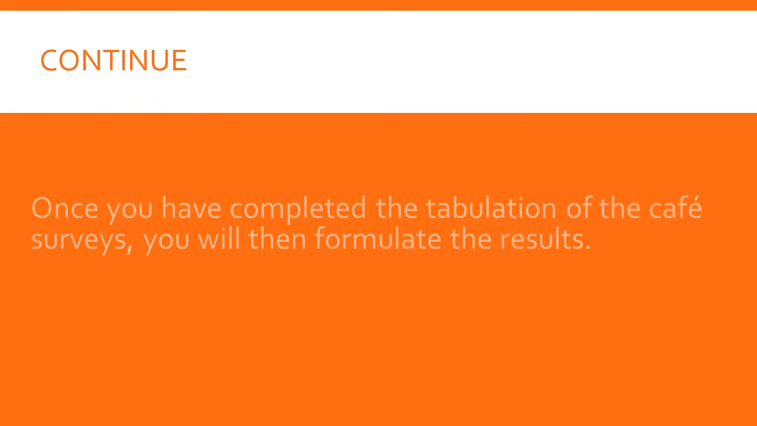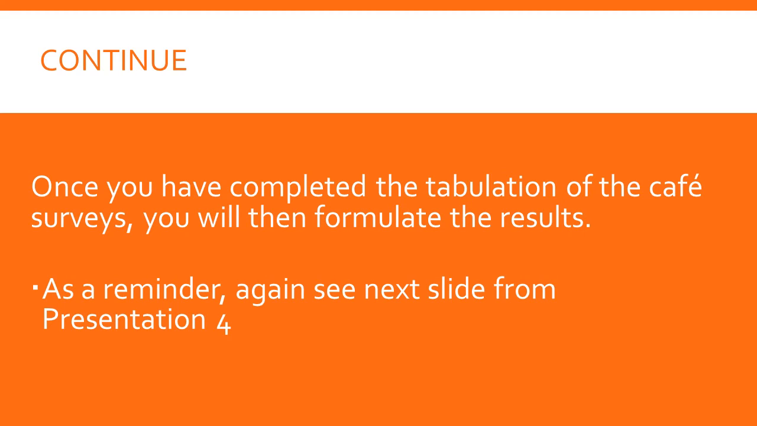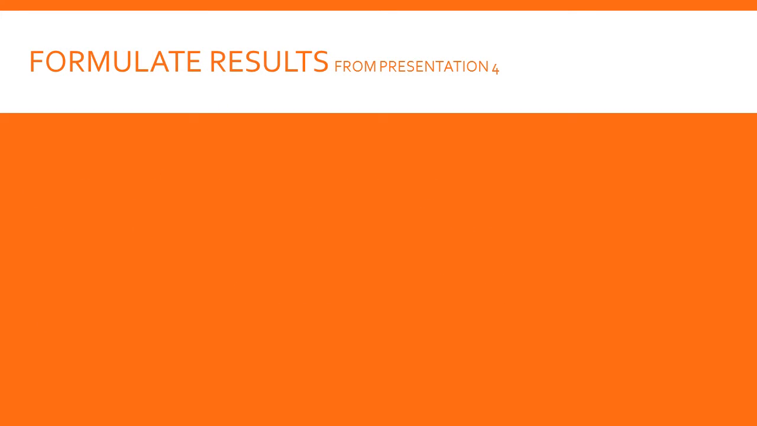So once you've completed the tabulation of the cafe surveys, you'll formulate the results. Now, keeping in mind that your questions would be completely different. You might have the age and the gender questions, but you wouldn't have any of the others. So your questions might be, is there enough light in the cafe? Yes or no? Do we serve enough cream cakes? Yes or no? But just as a reminder of how they formulated the results, let's have a look at a slide from presentation 4 again.